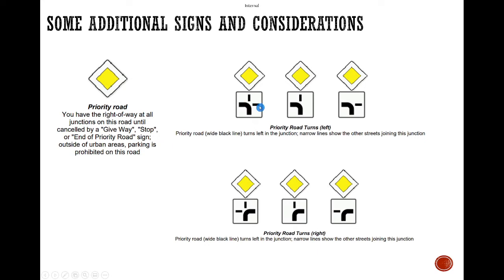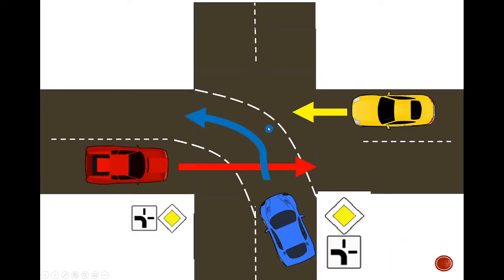The additional black lines that you see here tell you that there are other roads also joining this priority road. It will be clear when we look at some examples. Let's move on. Let's look at this.